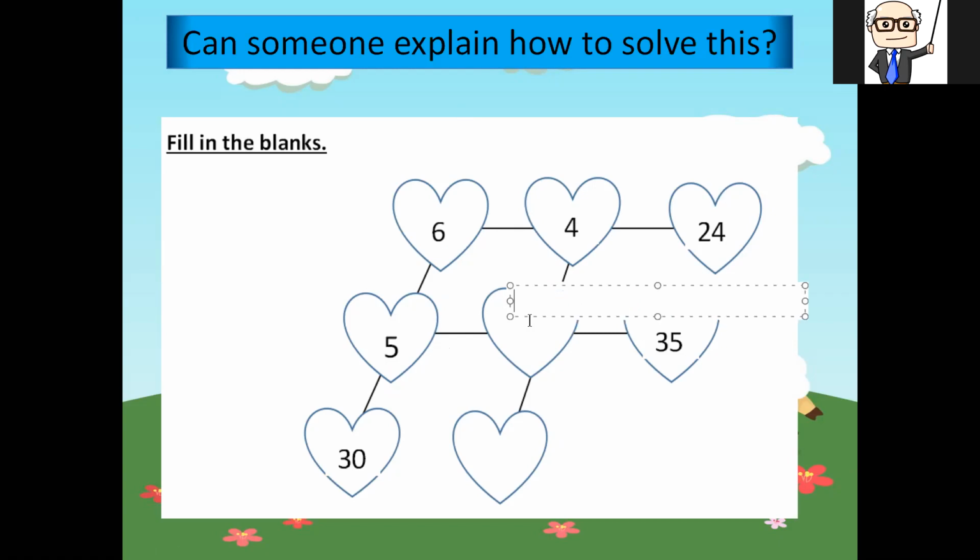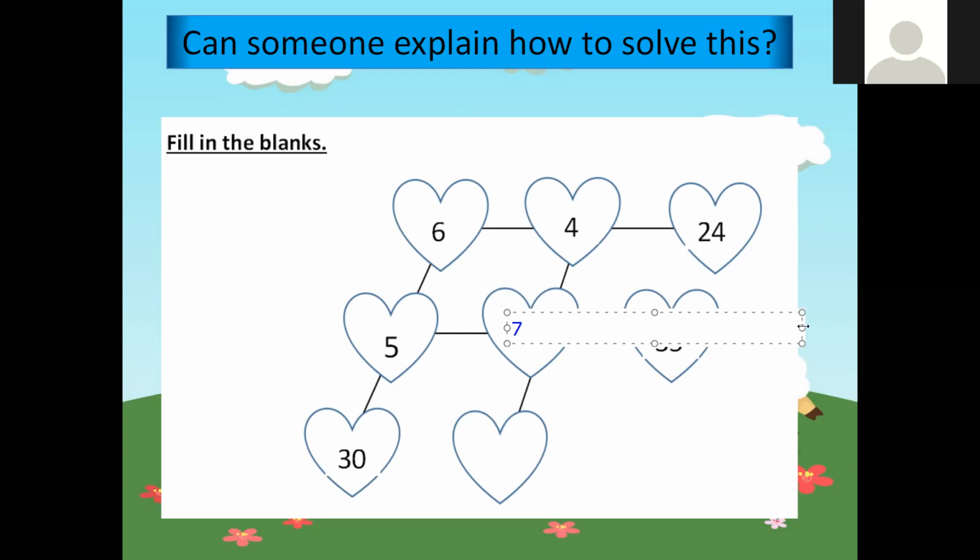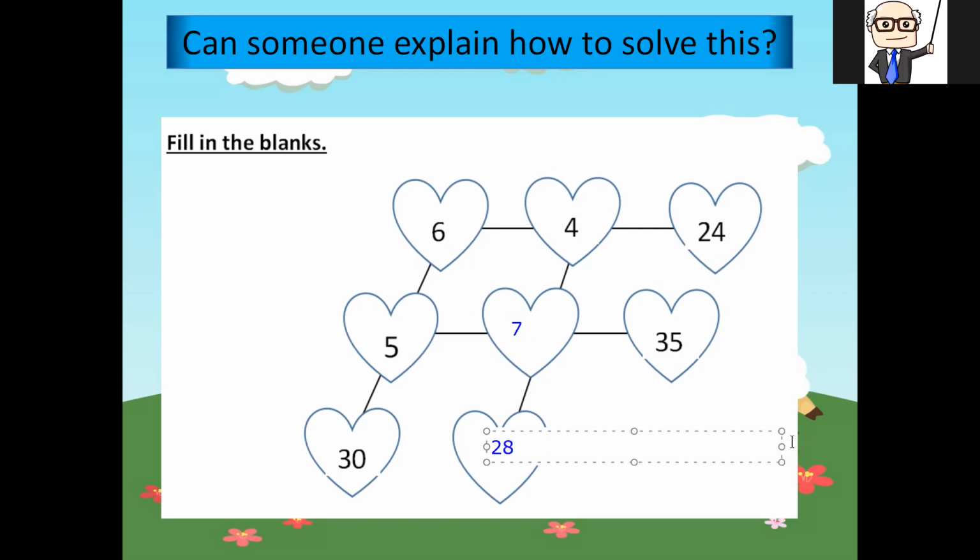Because 5 times 7, you will get 35. And after solving the 35, then you do 4 times 7, and then you will get 28. Okay, so this is also fairly easy for you guys. So for those who didn't write it down, please write it down now. So it is 7 and 28.